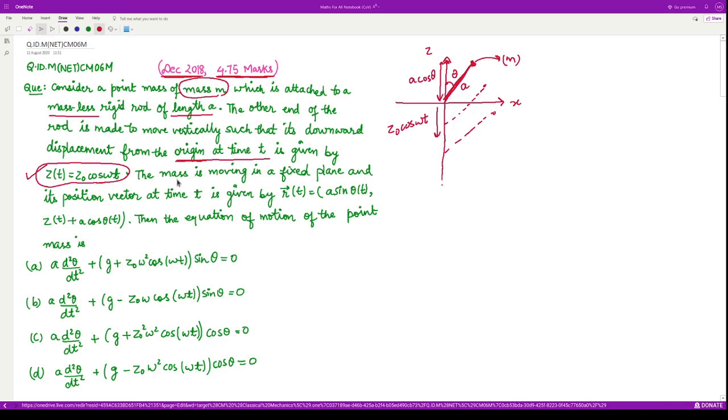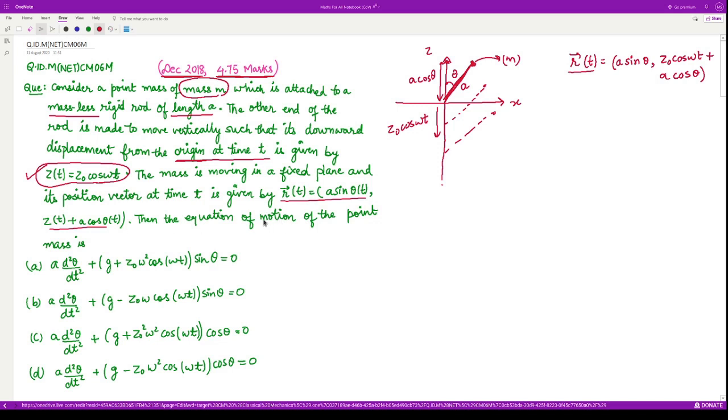the next thing that they are saying, the mass is moving in a fixed plane and its position vector at time t is given by this. So the position vector of the mass, the r vector, is given by a sin theta and then z, which is z0 cos omega t plus a cos theta. Now theta is a function of time, remember that. So this is the position vector of the given mass.